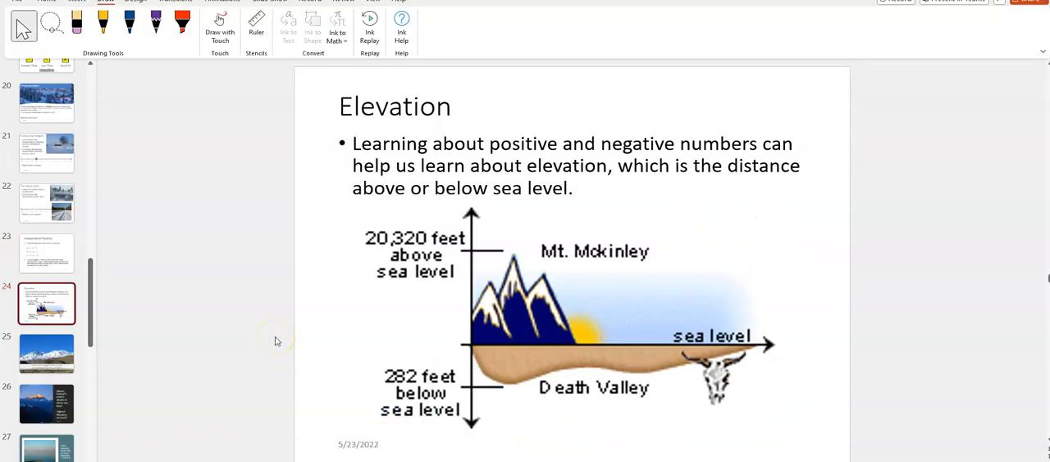All right, so we're going to switch off of temperature and money and start looking at elevation, because that's another place in the real world that we see positive and negative numbers. So when we're learning about elevation, we're talking about its distance above sea level or below sea level, whereas sea level is 0. Okay, so we're going to talk about some places that are above and below.